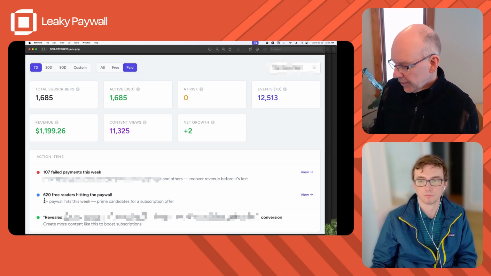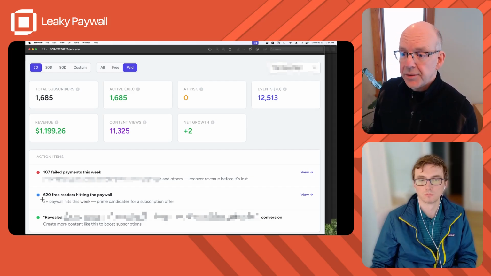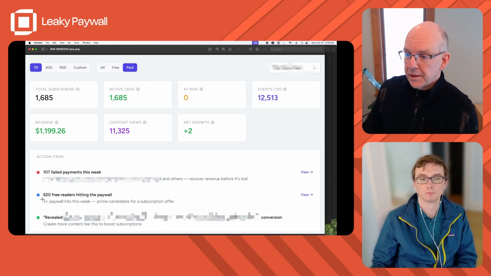In any case, if you look down here, there's a piece of data which is interesting: 620 free readers hitting the paywall. Under action items, these are 620 free registered readers who are logged in and have seen the upgrade message on the paywall at least 3 times in the last 7 days. The idea is that we flag who's logged in as free, who's active, and who might respond to a paid subscription.